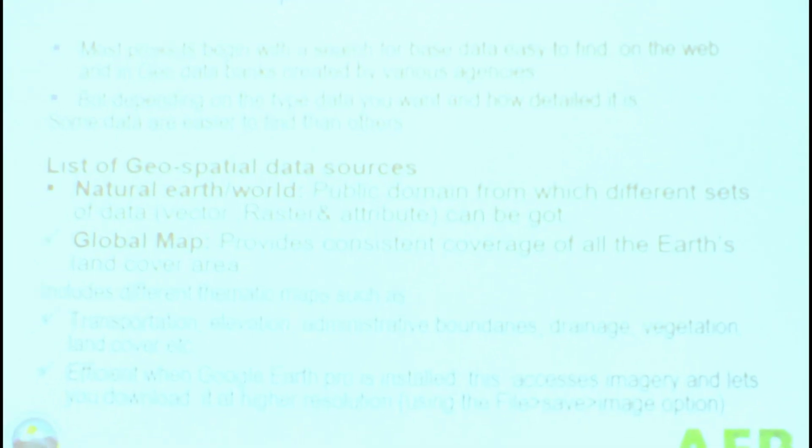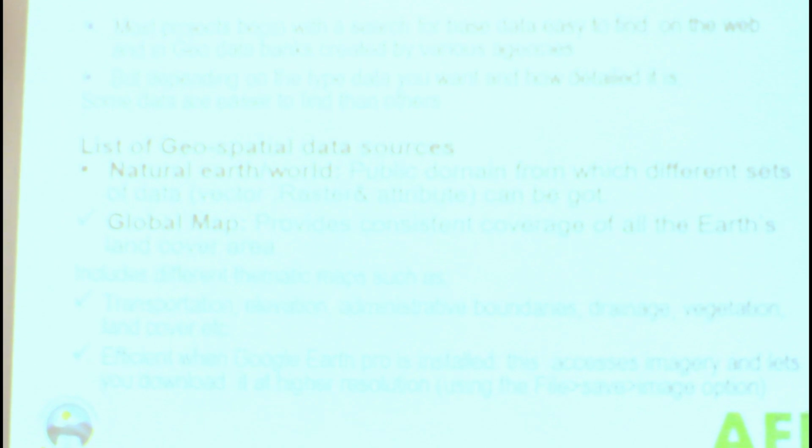Of course, there are different spatial data sources that exist currently, and different agencies are increasingly providing different spatial data, ranging from just layers of maps to really detailed information. Most GIS projects begin with a search for base data. So if you want to start a GIS project, you begin with searching for data, finding where you can get some base spatial data in terms of maps or just layers of spatial data.